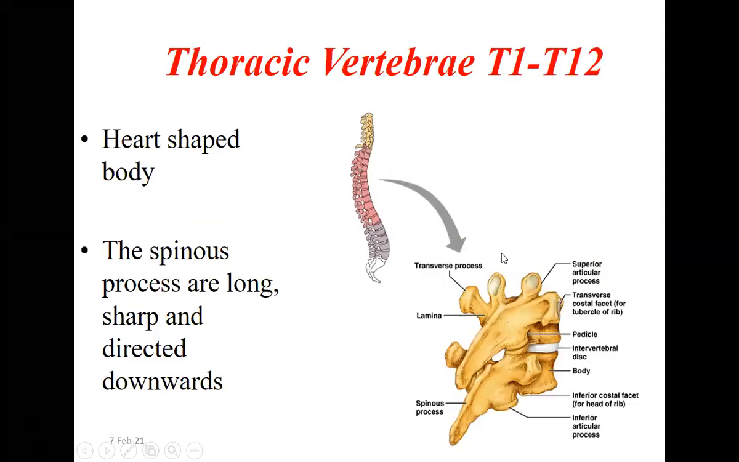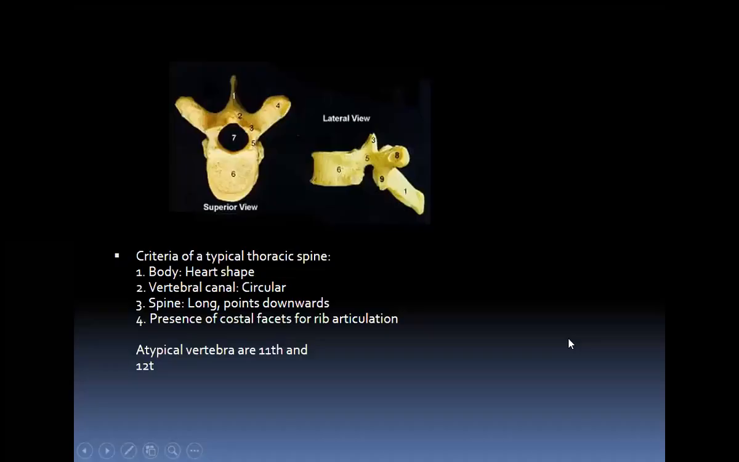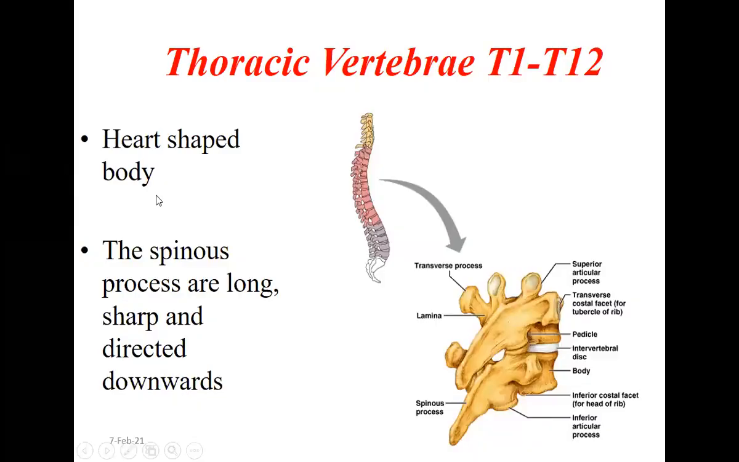Okay. Now coming to the thoracic vertebra, from T1 to T12. They are heart shaped. This is how they look. These are the vertebrae. This morning you saw these thoracic vertebrae, which are present in the thoracic area. And if you see the body, this is how it looks. It is a heart shaped body. The spinous processes are long, sharp, and directed downwards. If you see here, they are long as well as sharp and directed downwards.